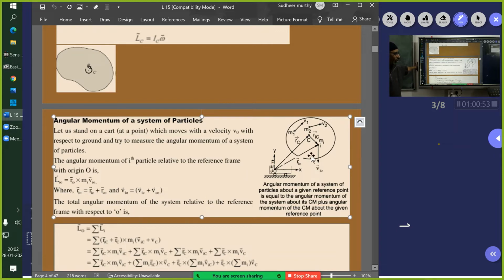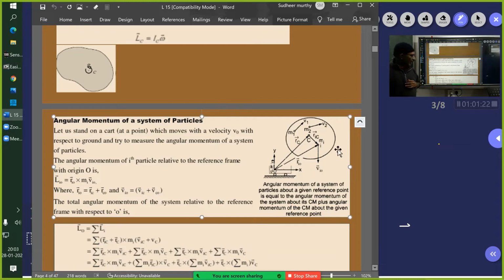Now VIO bar is equal to VIC plus VCO bar. You can see here, this is the concept of relative velocity. Why is this done? See, now VC with respect to O. What is VC with respect to O? It is the translational velocity.